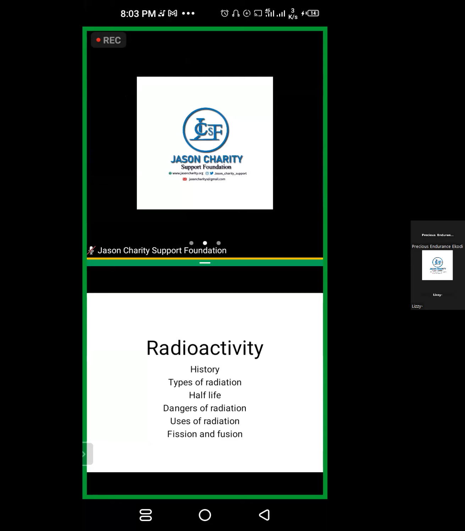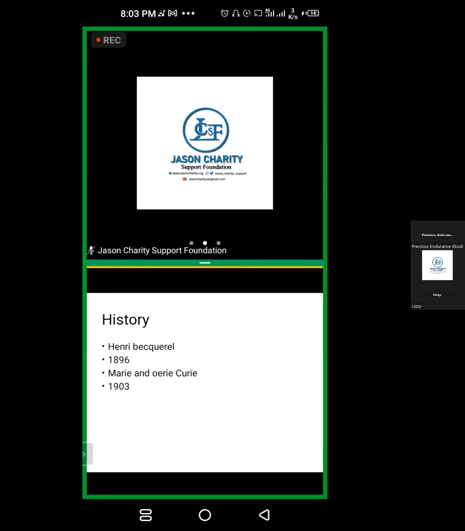Today we'll be looking at the history, types of radiation, half-life, dangers of radiation, uses of radiation, fission and fusion. It is nuclear fission and fusion. So, history.